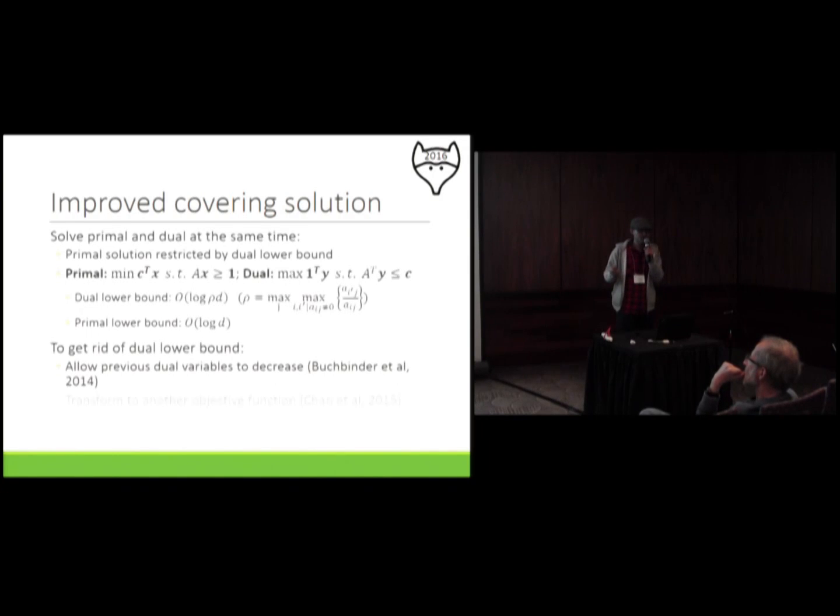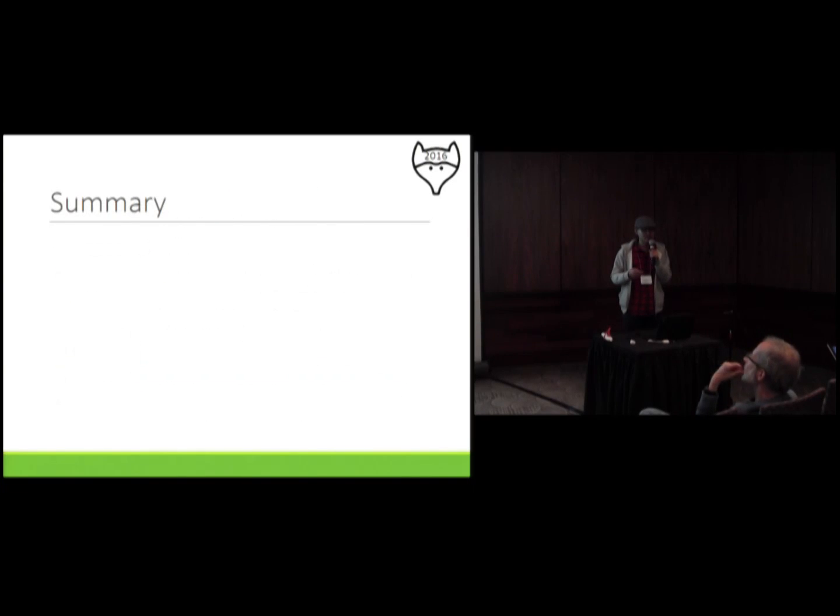So we have two tricks to get rid of the dual lower bound. One trick is to allow the previous dual variables to decrease, which can be seen in the work by Buchbinder et al. And another way is to transform the program to another objective function, which can be seen in the paper of Chen et al. Okay, so that gives a brief summary of this paper.